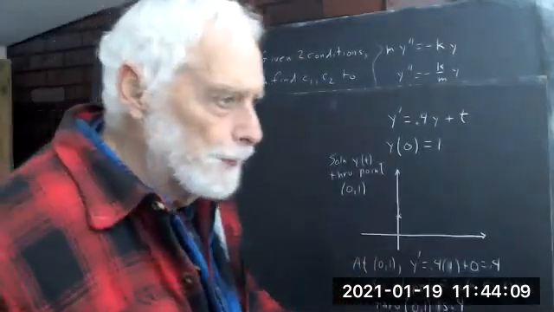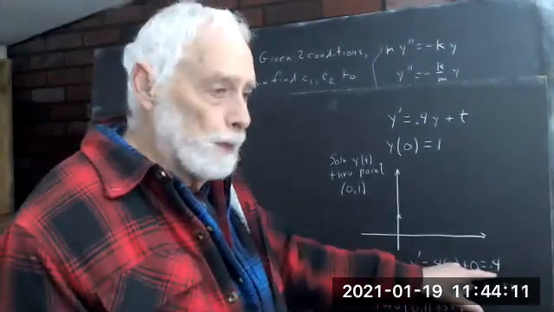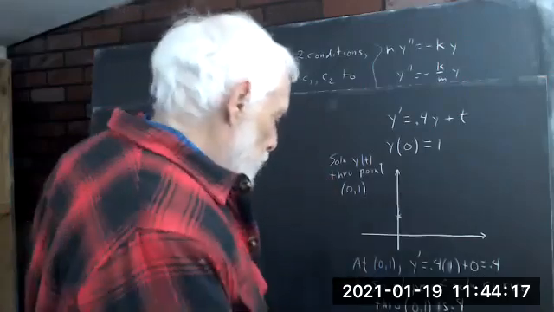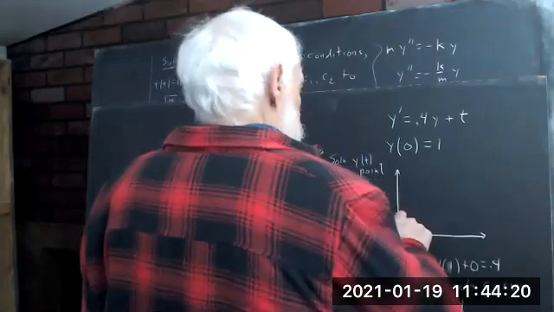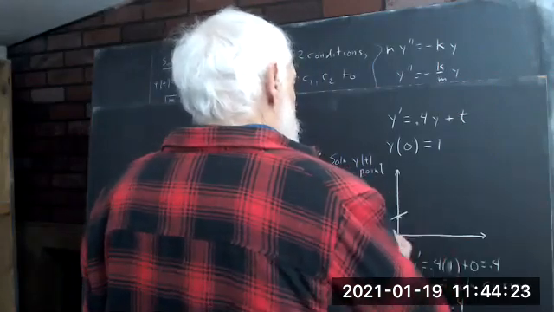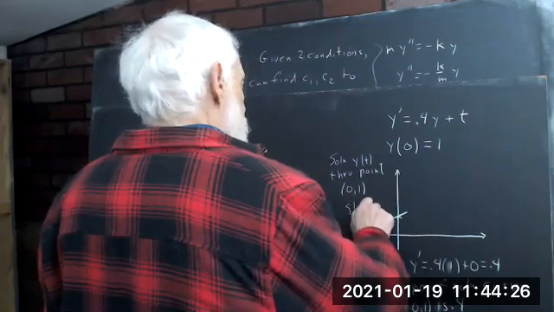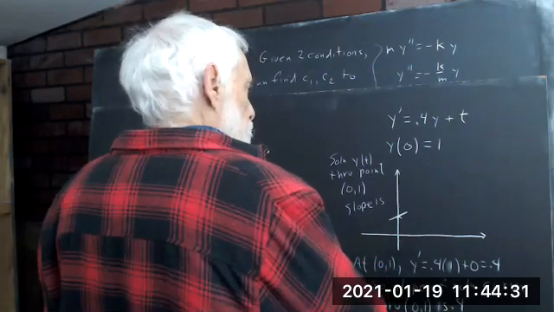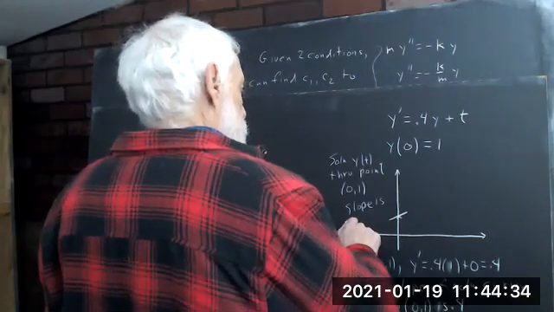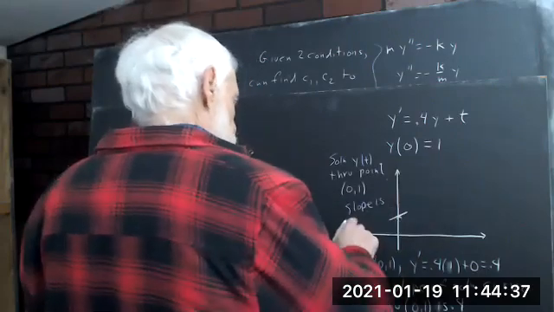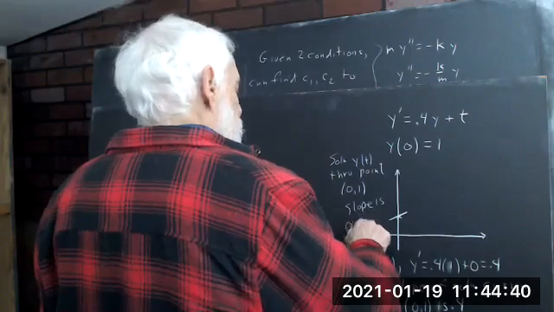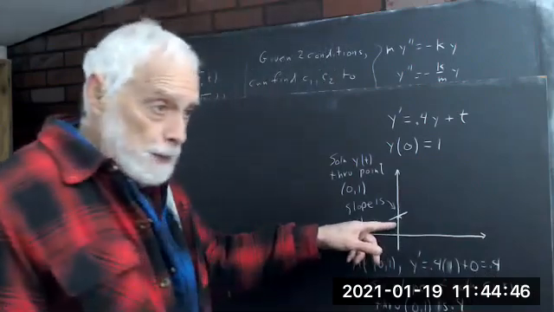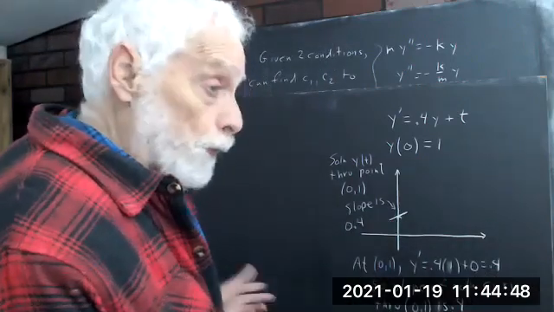Okay, it's a fairly obvious idea. y prime is 0.4. So your solution curve has to have a slope of 0.4. So whatever your solution curve is doing, at this point, it's going to have a slope of 0.4.